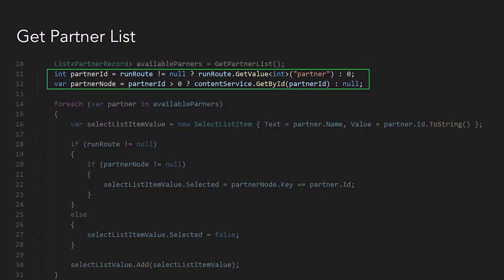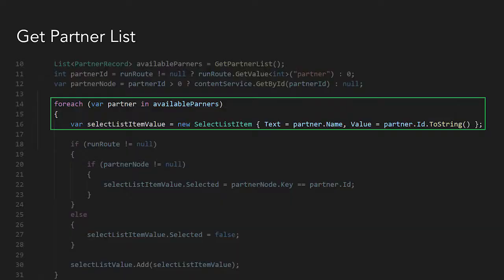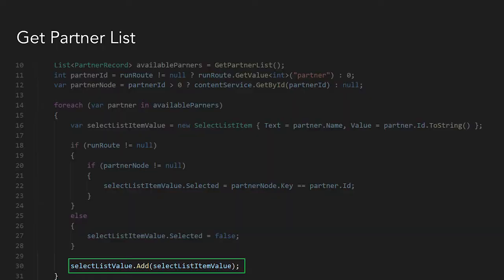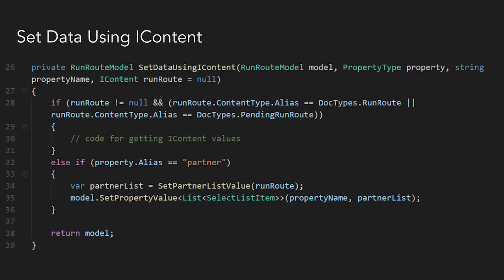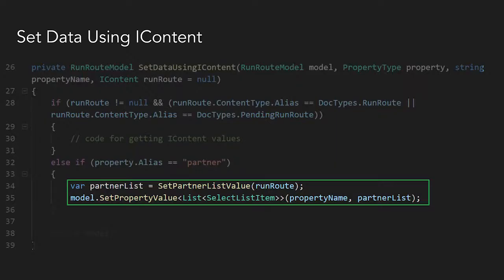We're then going to see if a route has been passed in. If it already has a partner selected, we need to get the ID. We also want to definitely make sure that that partner exists. So once we know that it exists, we can then start adding that as a selected option in our drop-down. So all this is still part of mapping that, getting that abstraction of the run route into this data model. We're nearly there. And that gets set.